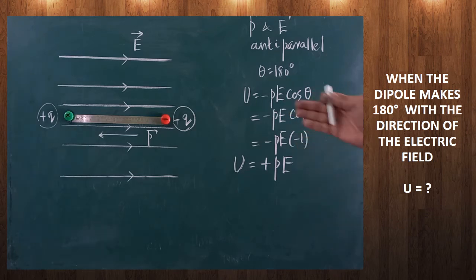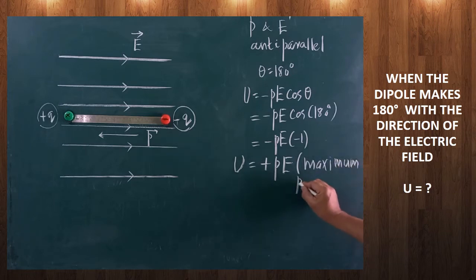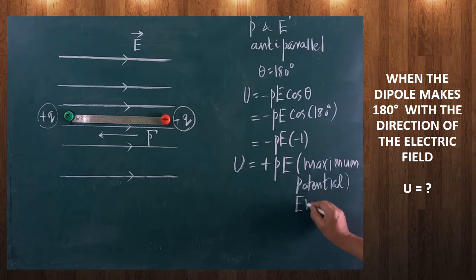Is it clear? When the dipole moment is acting anti-parallel to E, in this particular position, maximum potential energy is stored up. Make a note: maximum potential energy is stored up when the dipole is aligned anti-parallel to the field. These kinds of things may be asked in the examinations. That's why I have prepared this special video.